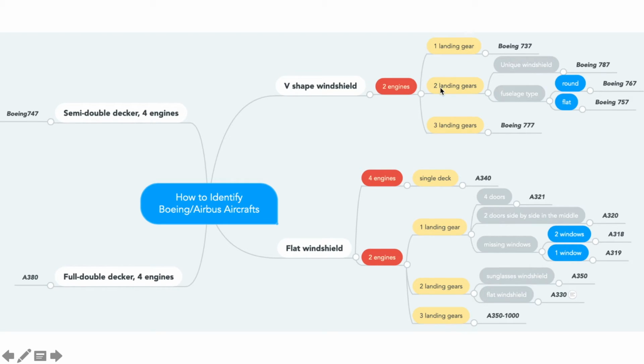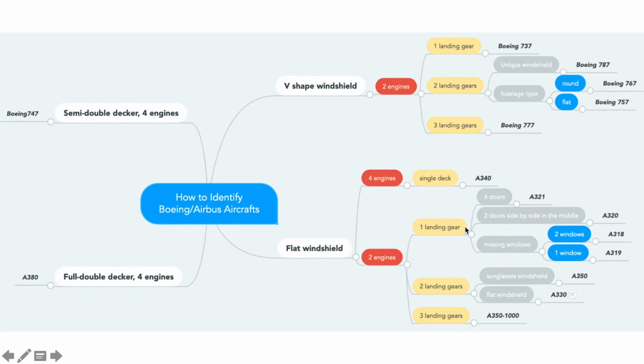Two engines with two pairs of landing gears, unique windshield and chevron nozzle engines, that's Boeing 787. Two engines, two pairs of landing gears, round body, that's Boeing 767. Flat body, that's Boeing 757. If it has a flat windshield, four engines, single deck, that's Airbus A340. Flat windshield, two engines, three pairs of landing gears, that's A350-1000. Two engines, one pair of landing gear, four doors, that's Airbus A321.